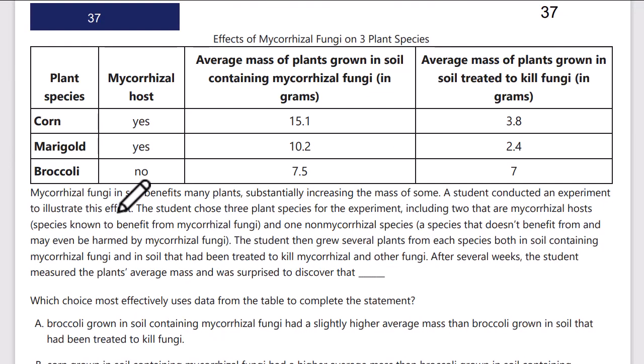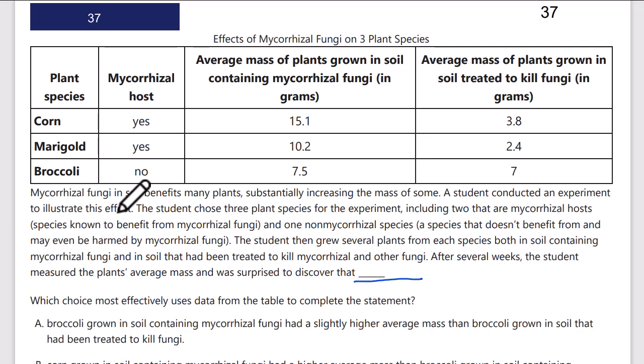Okay, here we need to use the table to complete the statement or logically complete the text, which means we're going to be probably finding an answer that is not only correct according to the table or accurate, but also relevant, that answers the question.